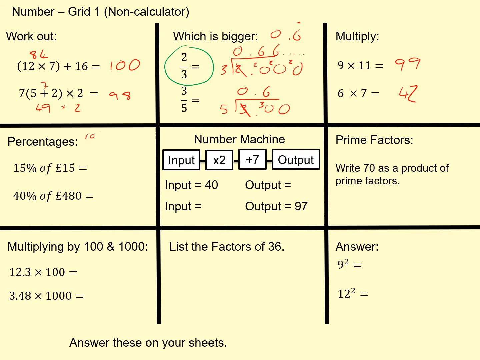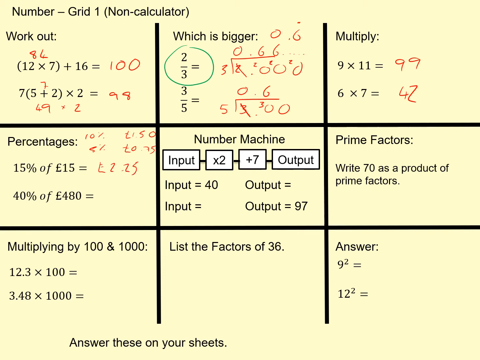Start with a 10% chunk. So 10% is divided by 10 gets us £1.50. And the 5% is half of the 10%. And a lot of people have problems dividing 1.5. So if you think of it in money terms, that's £1.50 divided by 2 gets you 75 pence. Add the two together, and that's £2.25.